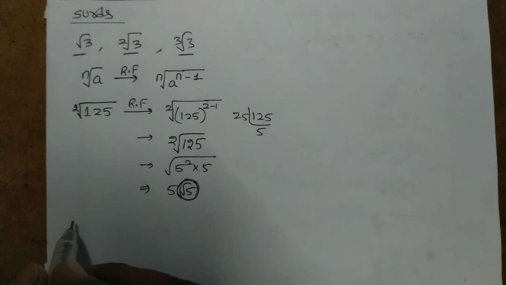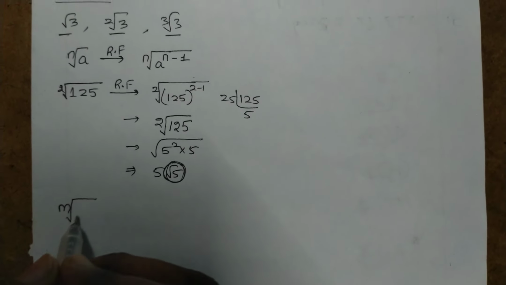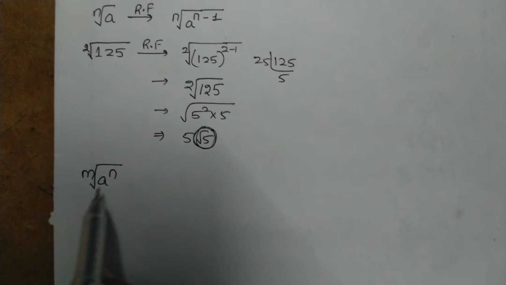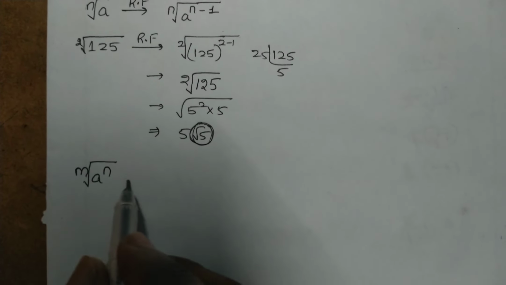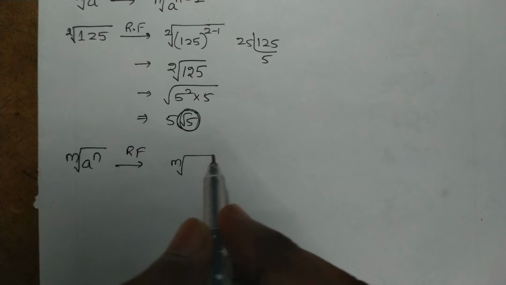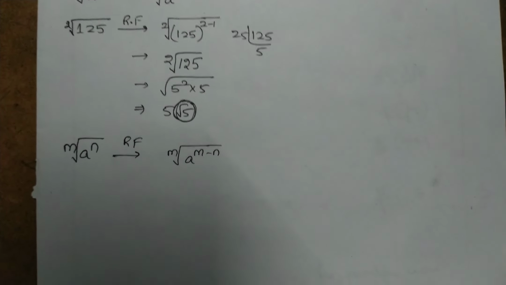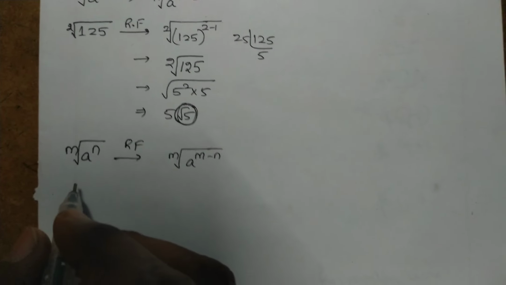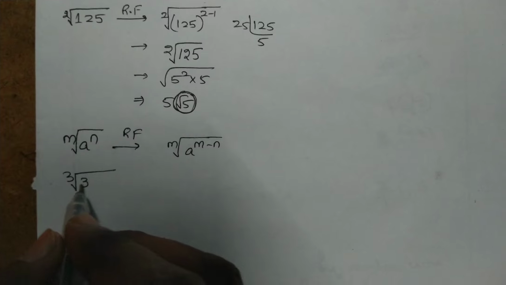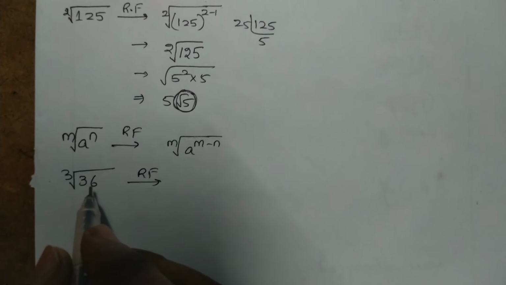Similarly there is one more formula. If your surd is in this form, mth root of a power n, then your rationalizing factor should be mth root of a power m minus n. This is your rationalizing factor. Suppose we take one example: the fifth root of 36. We need to find the rationalizing factor of this.